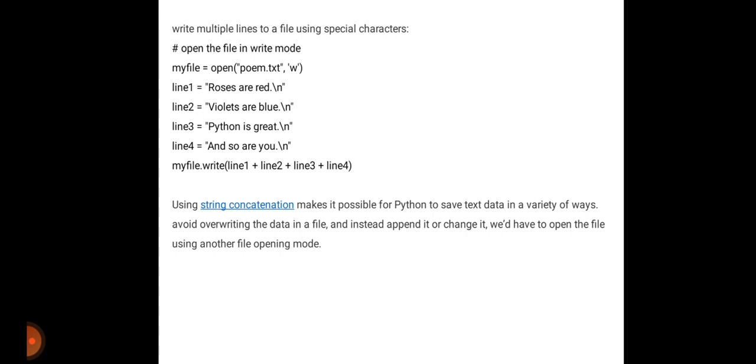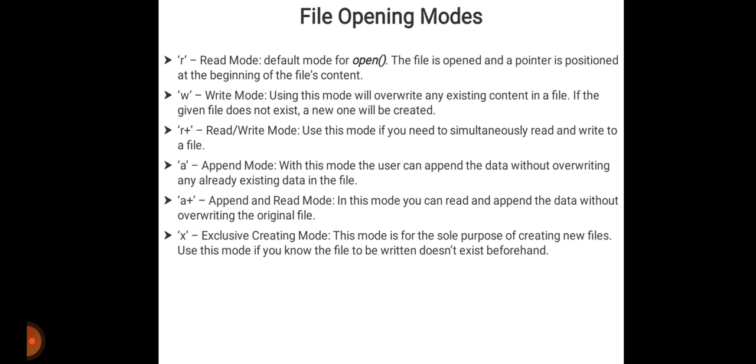However, if we want to avoid overwriting the data in that file, and instead append or change it, we have to open the file using another file opening mode. So what are these? We will see what the file opening modes are. First of all, by default Python opens the file in read only mode. If we want to do anything other than just read a file, you need to manually tell Python what we intend to do.